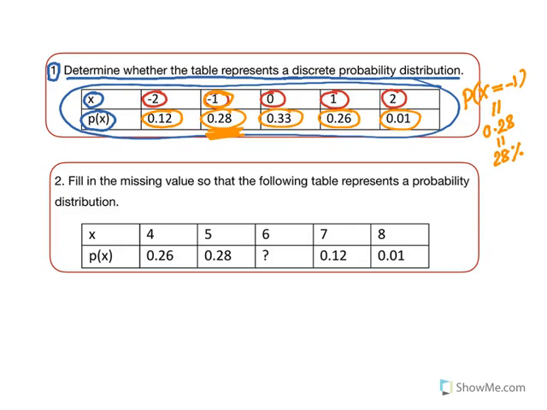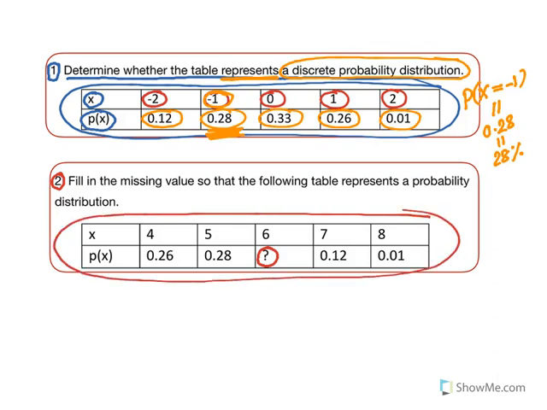But you know what? We still don't know if this table does represent or does not represent a discrete probability distribution. This is the first question. And the second question, number 2, is find the missing value here, the question mark, so that the table represents a probability distribution. Of course, discrete in this case. So let's solve each question on a separate page.